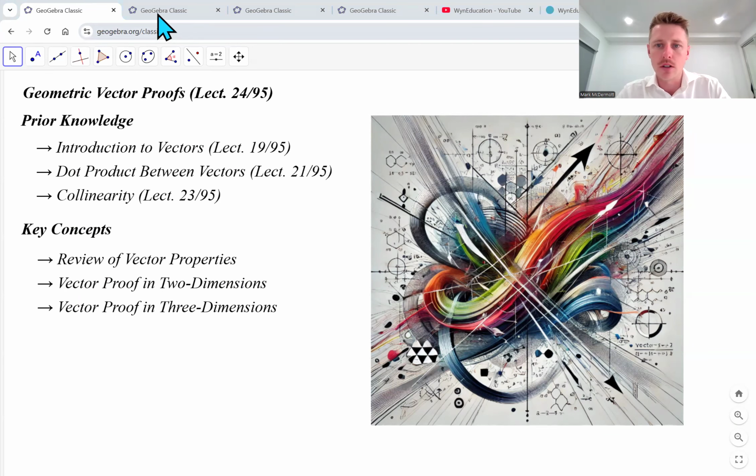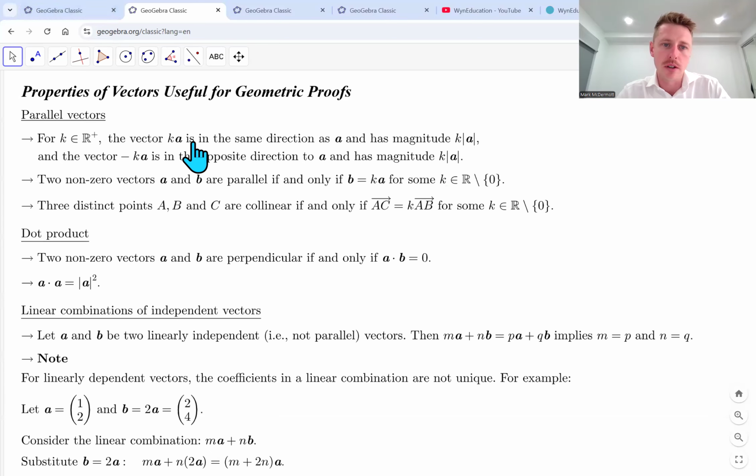Let's have a look at the properties of vectors, because we're going to need these properties in order to do our proofs. So some key facts about parallel vectors. If you've got some positive real number k, the vector k a is in the same direction as a and has a magnitude of k multiplied by the magnitude of a. That just basically means you can scale some vector a up or down by k. And if k is negative, ka would still have the same magnitude, it's just pointing in the opposite direction. So this idea of scalability of vectors, and then they're still parallel.